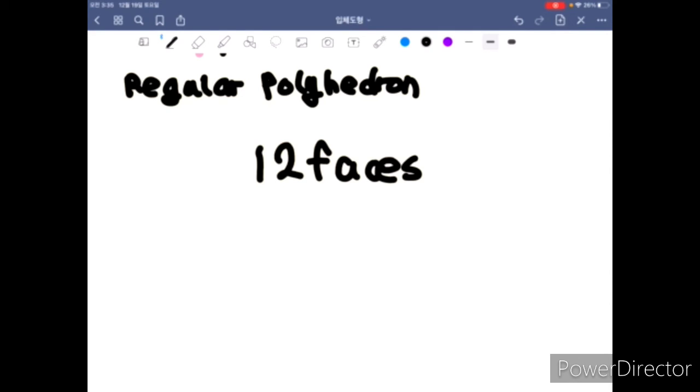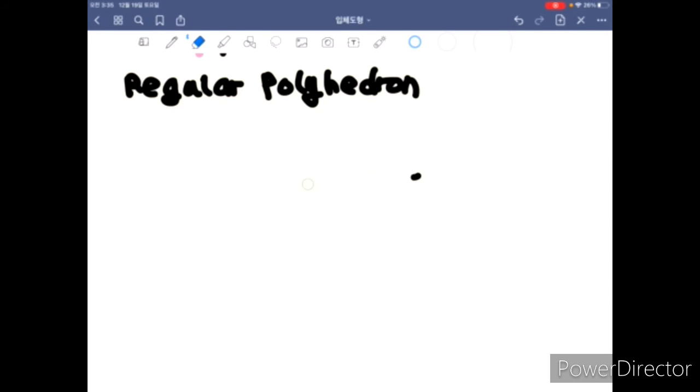And now, lastly, the icosahedron. The icosahedron has faces shaped like an equilateral triangle, and also it has 5 faces meeting at one point, and 20 faces, 12 vertices and 30 edges. So these are the 5 types of polyhedrons.